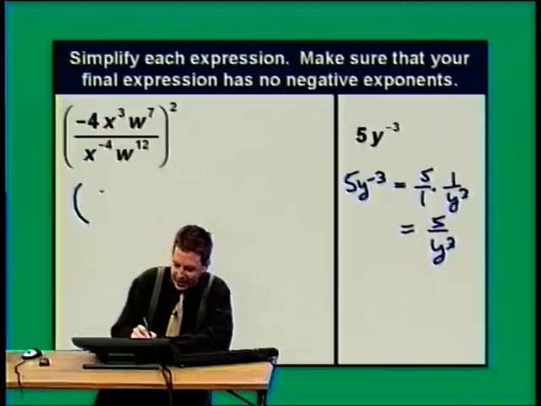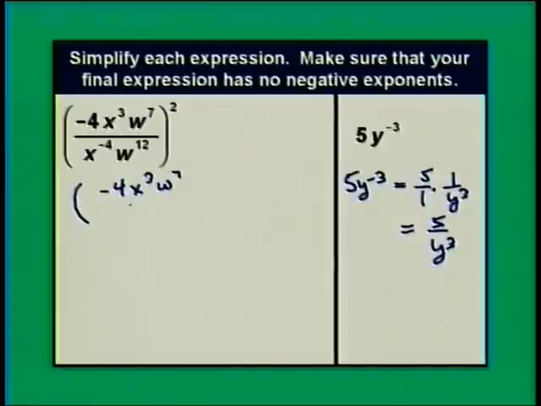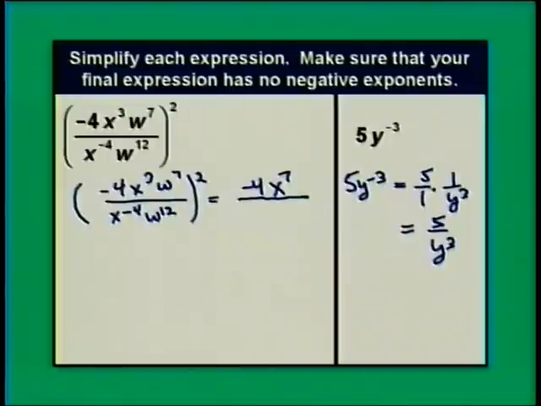One more scary one. Negative 4x cubed w to the 7th over x to the negative 4, w to the 12th, all squared. You may have chosen to first distribute the exponent of 2. No problem with that. I'm going to simplify inside the parentheses first. Negative 4 has no exponent on it inside the parentheses, so it stays in the numerator. For the factors of x, the exponent is larger in the numerator, so I'm going to subtract the denominator's exponent from the numerator's exponent, and that gives me x to the 7th in the numerator. For the factors of w, the exponent is larger in the denominator, so I'm going to subtract the numerator's exponent from the denominator's exponent, and that gives me w to the 5th in the denominator.